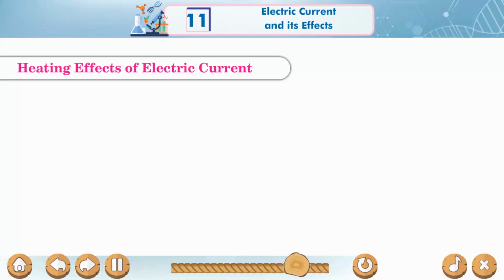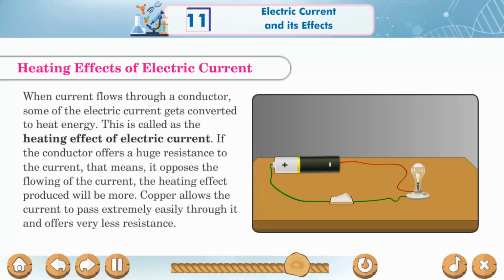Heating effects of electric current. When current flows through a conductor, some of the electric current gets converted to heat energy. This is called the heating effect of electric current. If the conductor offers a huge resistance to the current, that means it opposes the flowing of the current, the heating effect produced will be more.